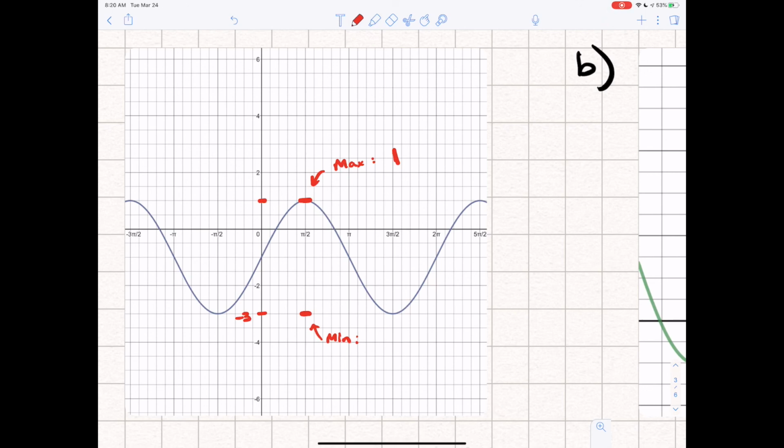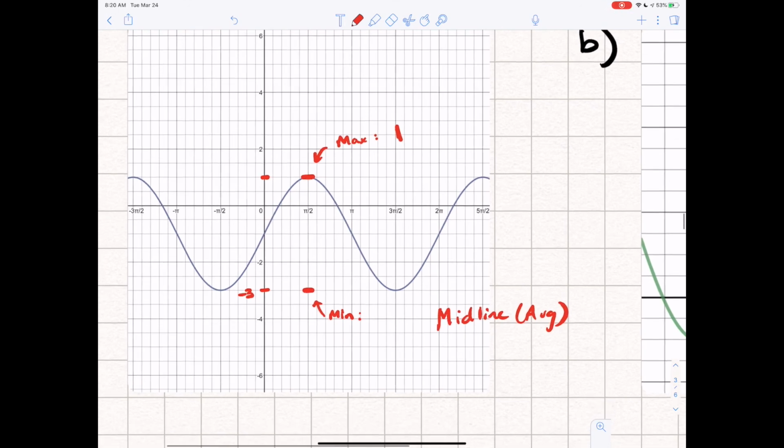Well, I need to find the middle in between 1 and negative 3. So to find the middle, we just average those 2 values together. When we talk about midline, we can think about this as the average between the highest and the lowest points. Right? I can take 1 plus negative 3, and because I'm adding 2 things, let's divide that by 2. So I get negative 2 divided by 2, which is negative 1. That's where my midline is.